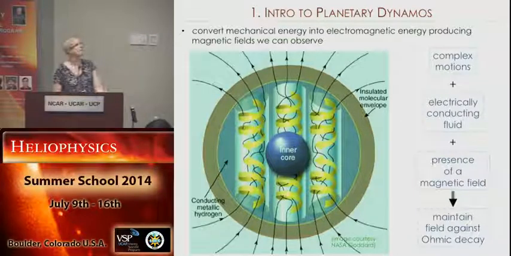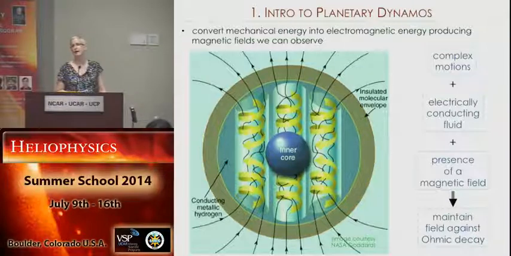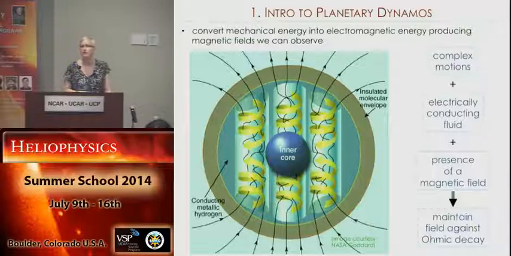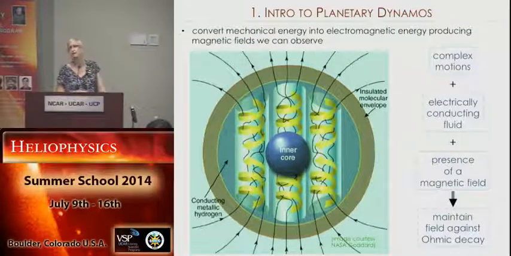All right, so starting with our intro to planetary dynamos. Dynamos, essentially, as you know, are a way of converting mechanical energy into electromagnetic energy, producing the magnetic fields that we observe. There are a variety of ingredients you need in order to get a dynamo acting inside a planet, as well as in any other body. First of all, you have to have fairly complex motions. Those motions have to occur in electrically conducting fluid. And if you do that in the presence of a magnetic field and you can generate magnetic field faster than it decays, then you have what's called a self-sustained dynamo.